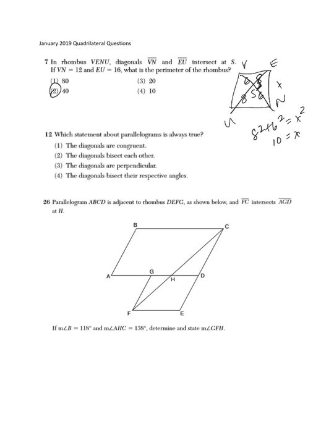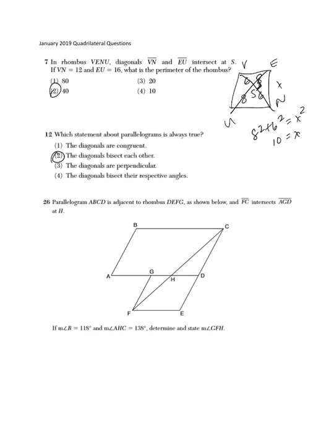If you're looking at number 12, which statement about parallelograms is always true? In the Google Meet, we went through each of the choices, and the answer was choice 2: the diagonals bisect each other. That would always be true in a parallelogram. In the other choices, the diagonals are congruent could be a rectangle or a square. The diagonals are perpendicular would be a rhombus or a square. And the diagonals bisect their respective angles would be a rhombus or a square. So those wouldn't be true in all parallelograms.